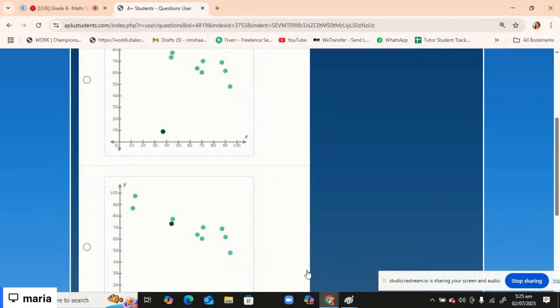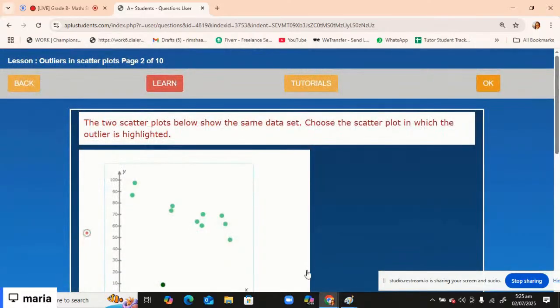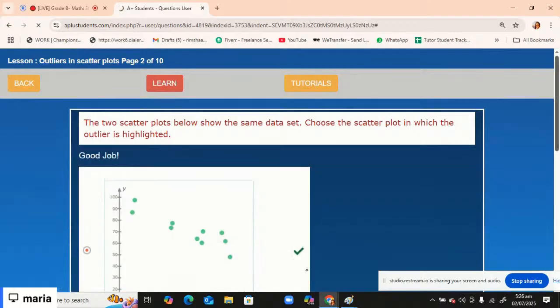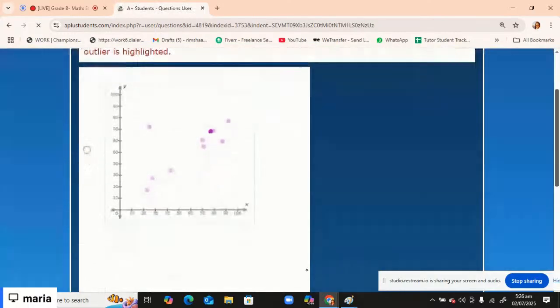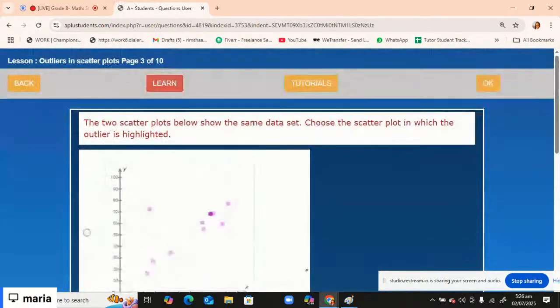So the black point, this one is the scattered and this is basically outside of these, so we can go with this one. Let's do it, and this is the right answer. Okay, hope you guys understand this lesson as well.